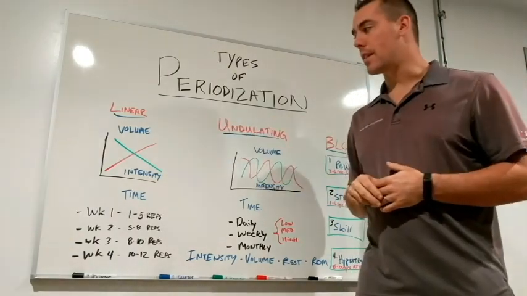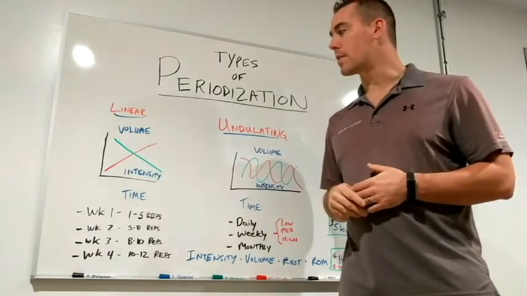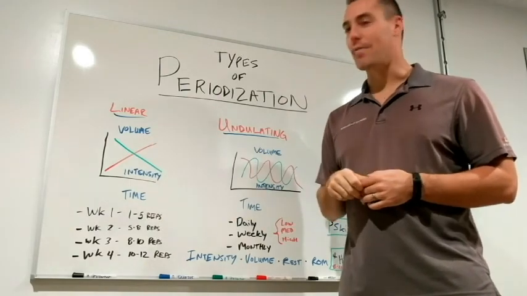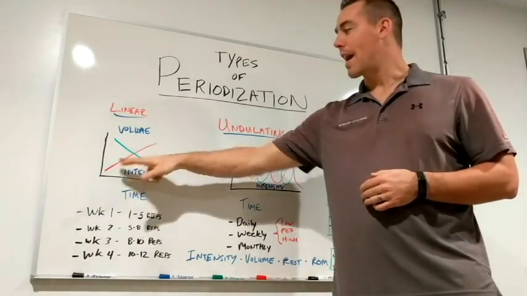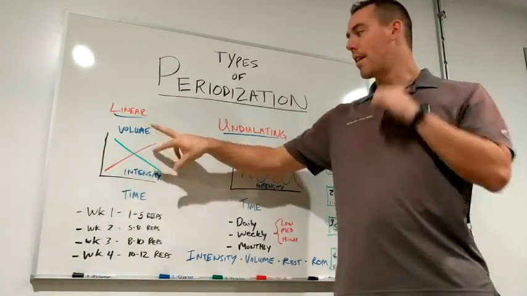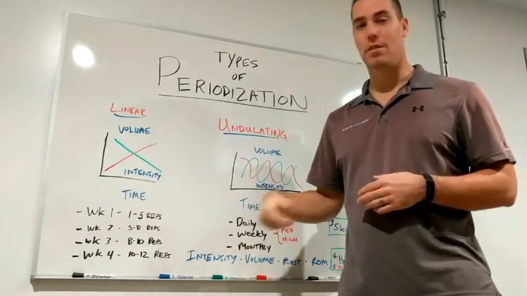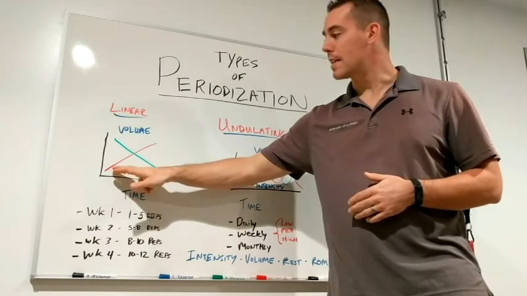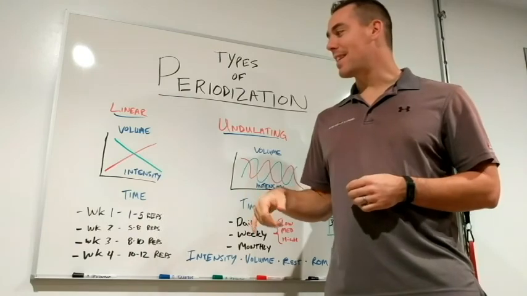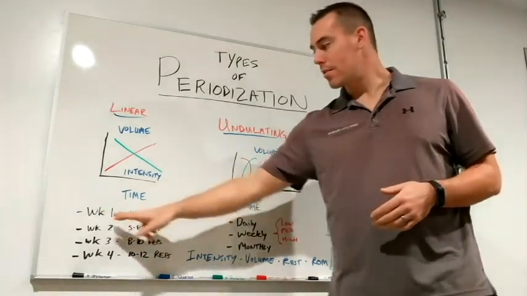So linear periodization is when volume increases, intensity decreases. So we're linearly going in a direction of either higher volume or higher intensity, okay? And these work opposite of each other. As the volume increases, the intensity decreases, or the opposite, as the intensity increases, the volume decreases. So you have an ascending or a descending linear periodization progression. So these are some examples.